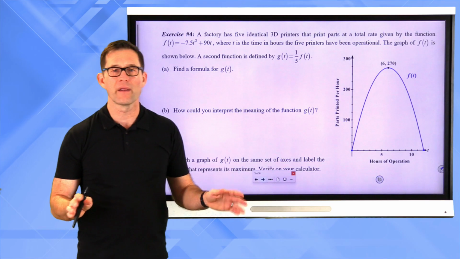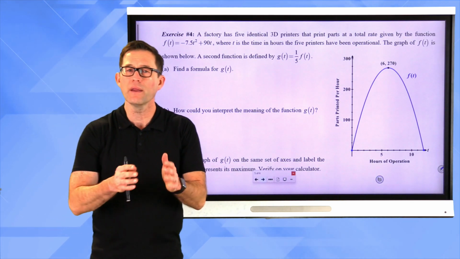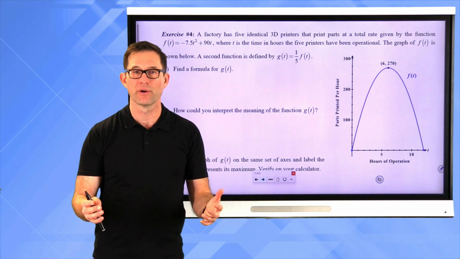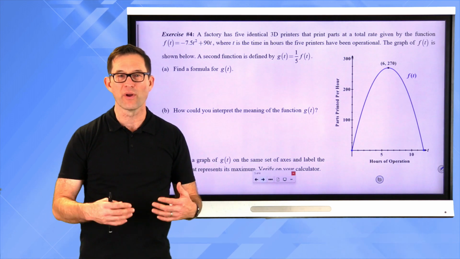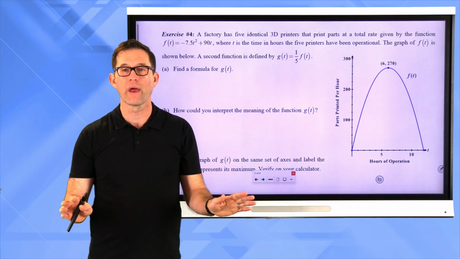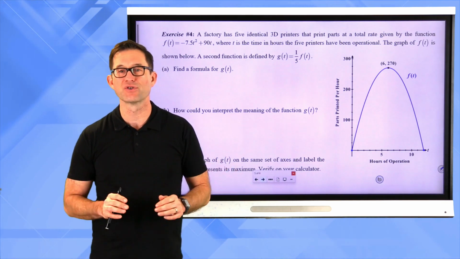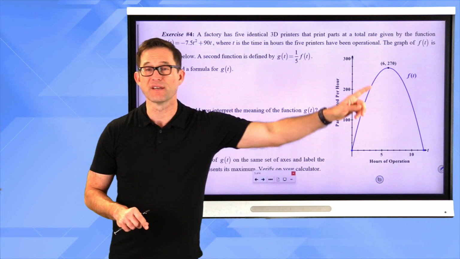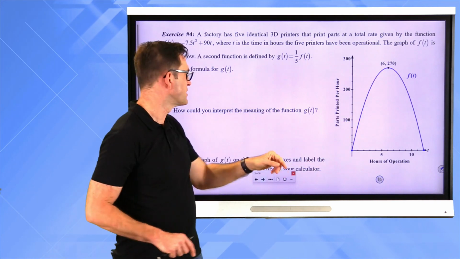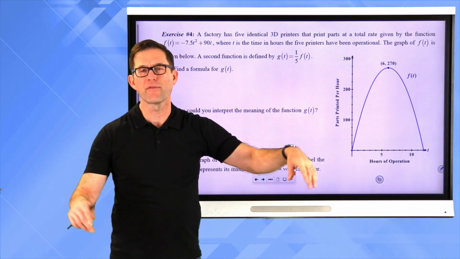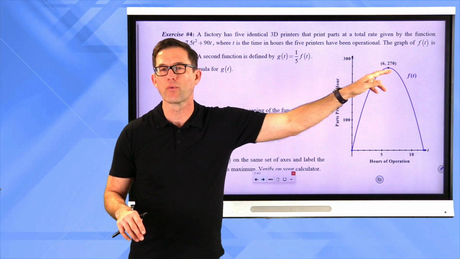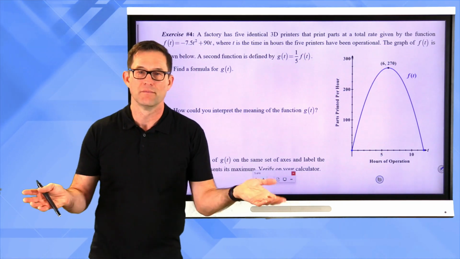So again, before we jump into everything, let's make sure that we really understand what's going on here. We've got maybe a lab that's got 3D printers in it. They're printing away. And this graph gives us the total rate at which the 5 printers are printing. So we could say at 6 hours, they're printing at a total rate of 270, I think it's parts printed per hour. At 6 hours, they're printing at a total rate of 270 parts per hour.